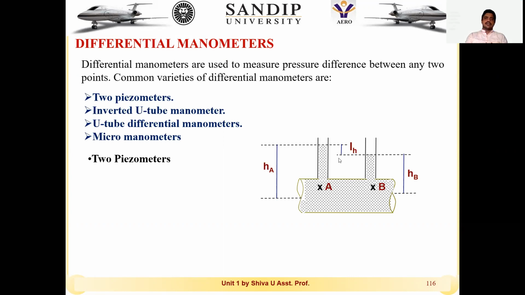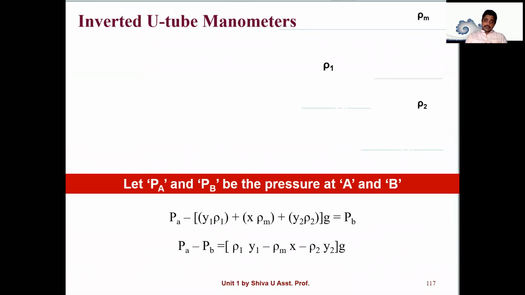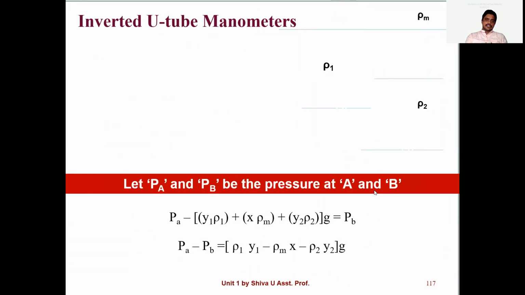When it is two piezometers, as you can see on the screen, two tubes are connected at point A and point B. When the pressure varies from point A to point B, the difference in the pressure is noted by arranging the tubes in this way, and this is called the two piezometers. How do we get the pressure here? It is rho g hA minus rho g hB. That is the difference in the pressure between point A and point B. We can obtain that solution.